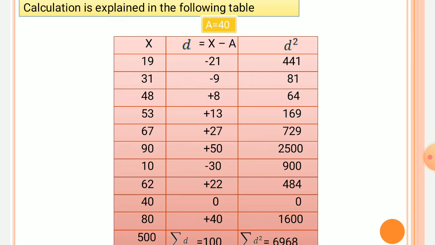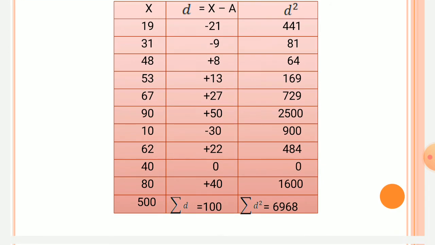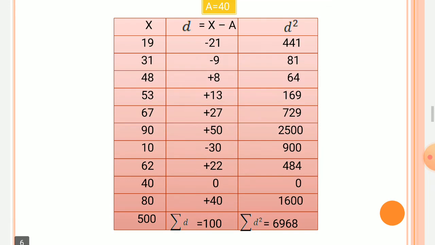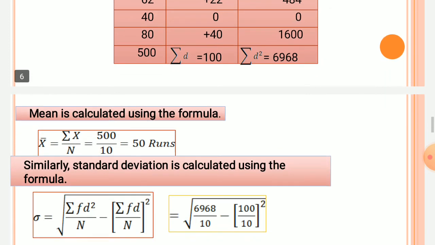8 square 64. 13 square 169. 27 whole square 729. 50 whole square 2500. So like that we have to make it a square, then finally find the sum of d square. Now sigma d square is equal to 6968. Sigma d is equal to 100, and n is equal to number of observations or number of items, 10.